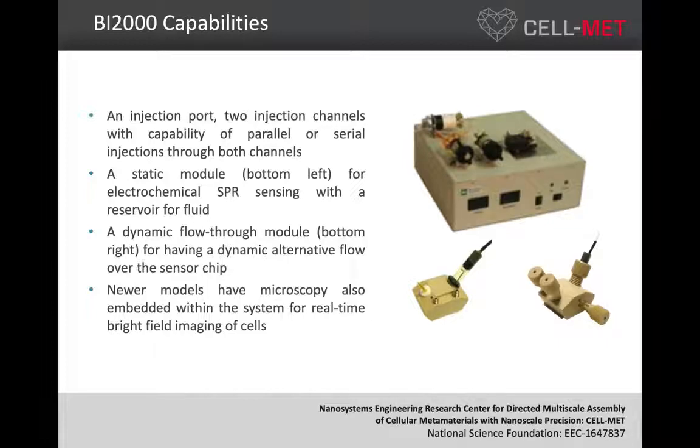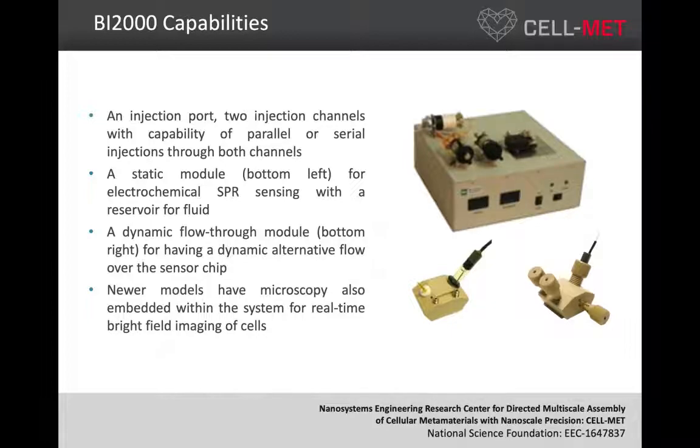It has an injection port for injecting the analyte or drug molecules. It has two injection channels. It can operate in parallel or series with those two channels. And there are different modules to it. You can see two of them at the bottom of this figure.